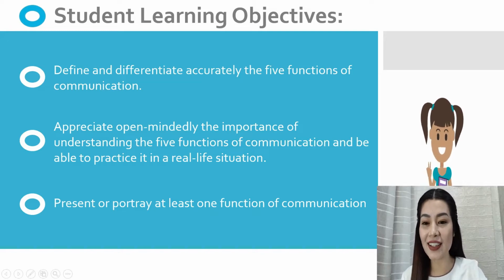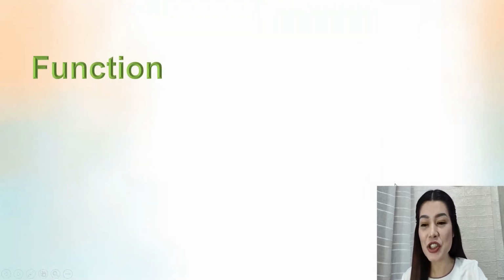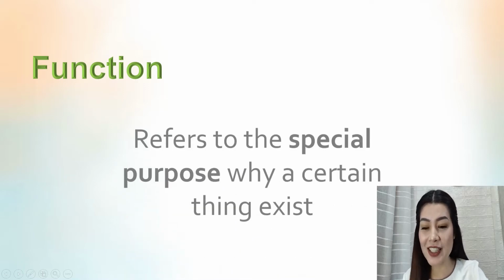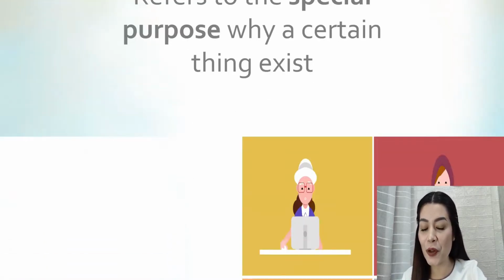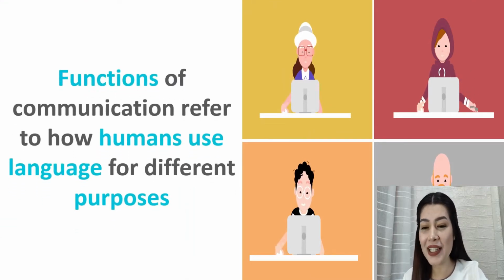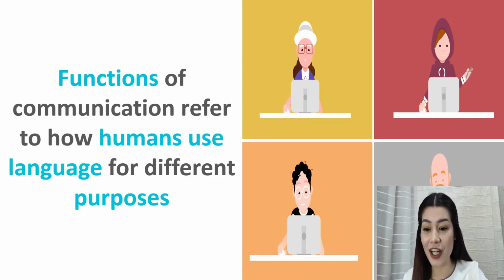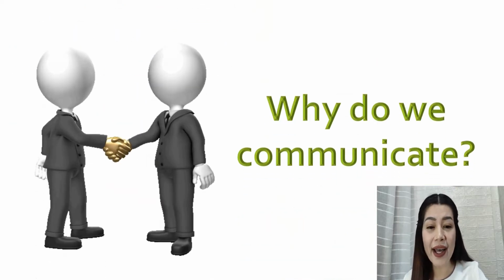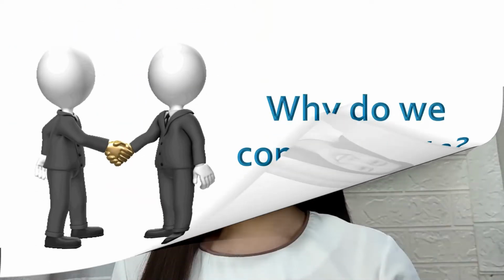To start with, let us try to define first the word function. For its general meaning, the word function refers to the special purpose why a certain thing exists. If we connect this with communication, then we can say that the functions of communication refer to how humans use language for different purposes. It answers the question, why do we communicate?